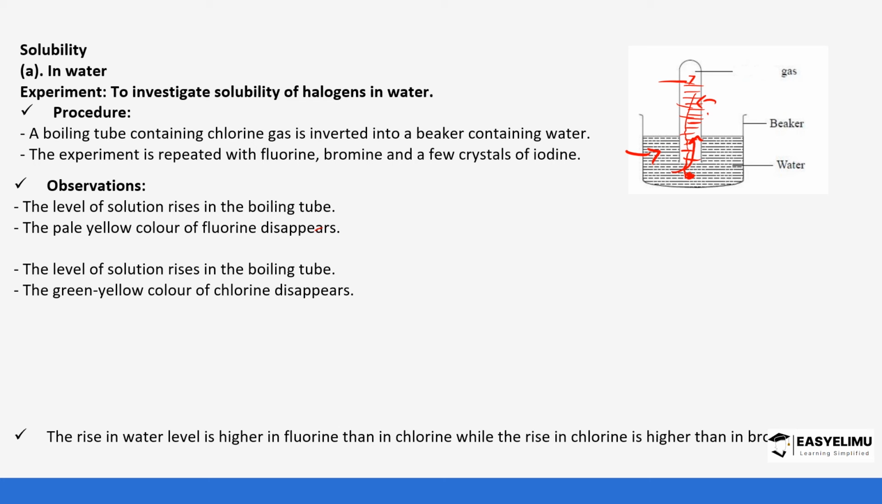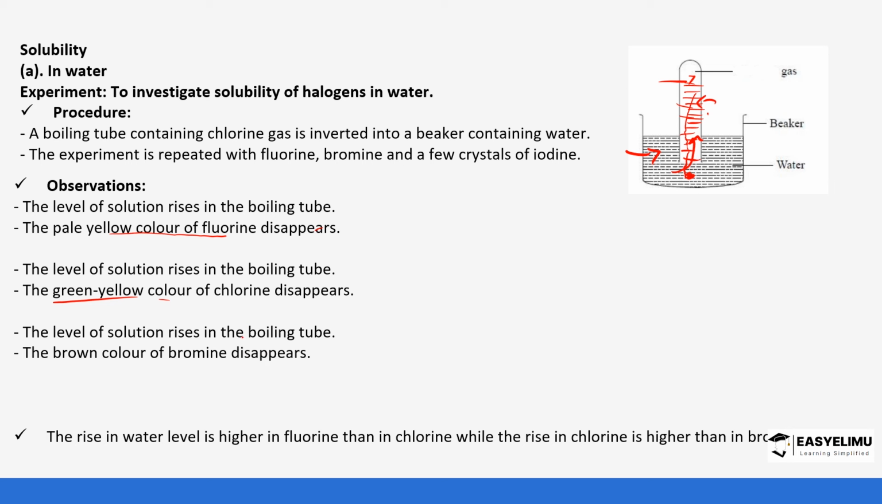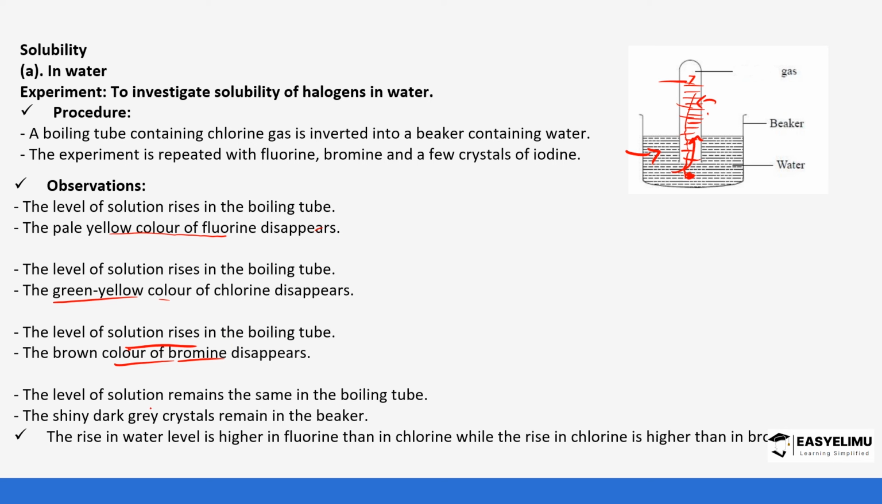So some of the observations you notice is in the reaction with fluorine, the yellow color of the fluorine will change and the level of the solution will rise. And then in the case of chlorine, also the green yellow color disappears and also the level of water rises in the boiling tube. In the case of bromine, the brown color also disappears and the water also rises in the boiling tube. And in the case of iodine, the solution usually remains the same in the boiling tube. So it tells us that iodine does not dissolve in the same manner as the other gases in this group.